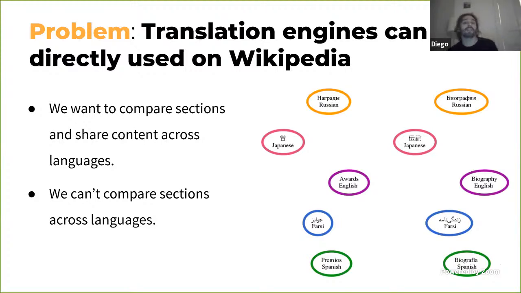But we want to go one step further with this, and we want to also understand how we can align this content, and especially in this specific project, how we can know that, for example, biography in English and biography in Spanish refers to the same content, and this we want to do across languages. So next slide, please.